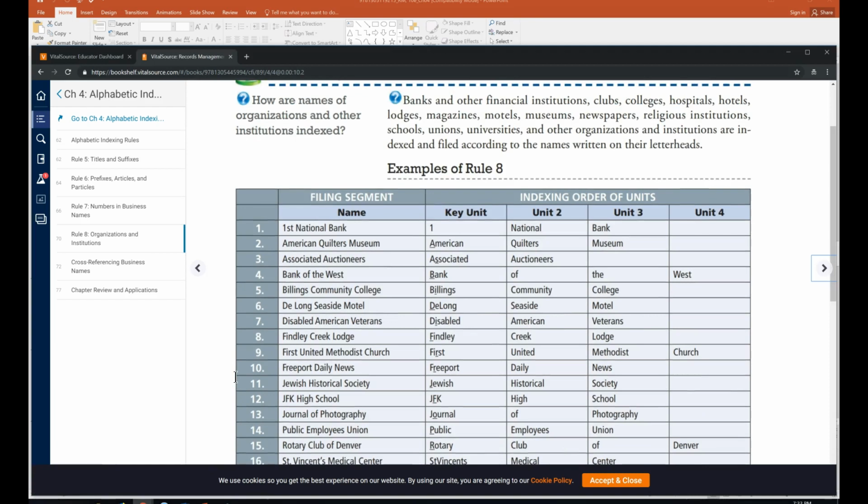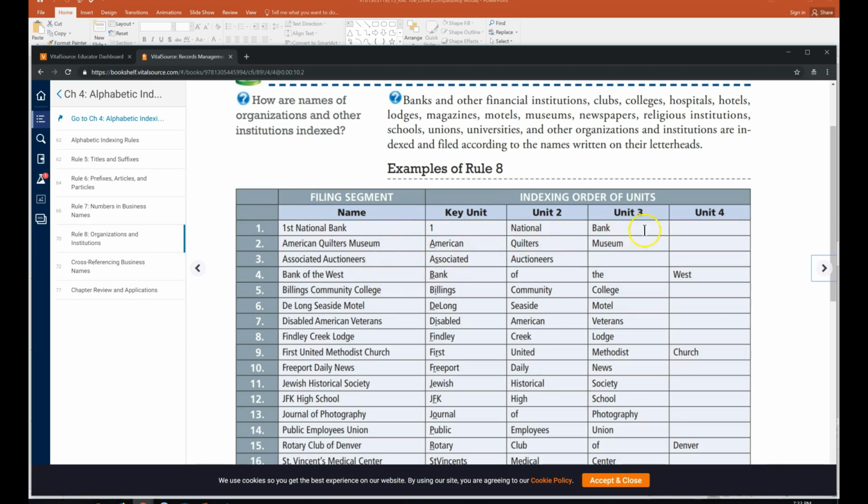And here they reiterate that banks and other financial institutions, clubs, colleges, hospitals, hotels, lodges, magazines, motels, museums, newspapers, religious institutions, all of the institutions and organizations that are listed here would be indexed and filed according to the name that's written on their letterhead. So First National Bank, we follow the rule for numbers. We ignore the ST. It will be One National Bank.